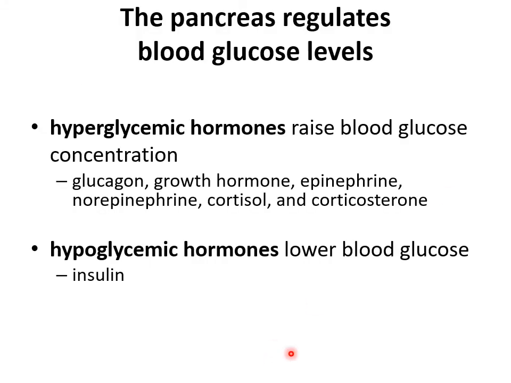You could categorize the pancreatic hormones according to their effect. Hypoglycemic hormones are hormones that serve to lower blood glucose levels, hence hypo. An example of that is insulin. Hyperglycemic hormones are hormones that are designed to raise blood glucose concentration when it gets too low. And that includes glucagon, growth hormone, epinephrine, norepinephrine, cortisol, and corticosterone.